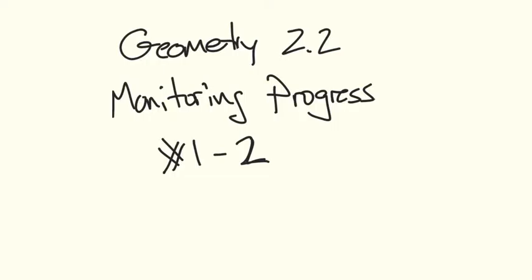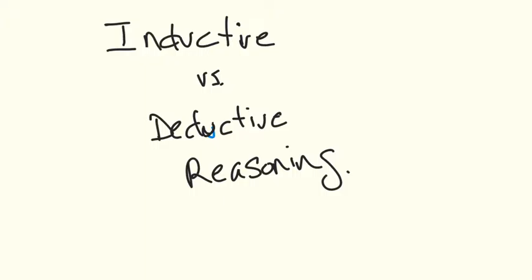All right, this is Geometry 2.2, Monitoring Progress, numbers 1 and 2. Now, this whole section is all about inductive versus deductive reasoning. These are two types of ways that we draw conclusions.